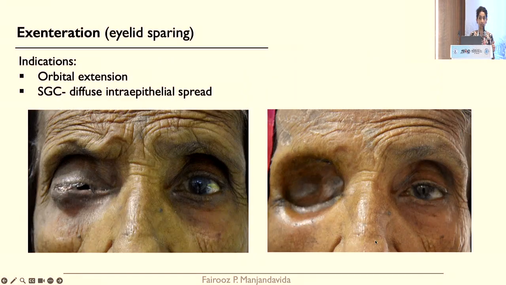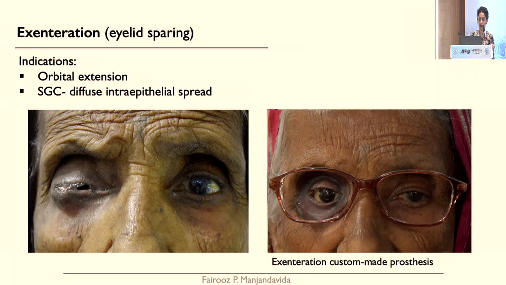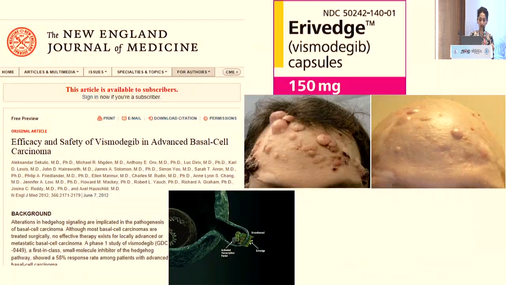Now, exenteration, yes, we barely use it now because we have so many armamentarium where we are trying to preserve the globe and the vision. But in certain situations, you go for an exenteration, with orbital extension and diffuse pagetoid spread, and make sure that we cosmetically rehabilitate these patients.